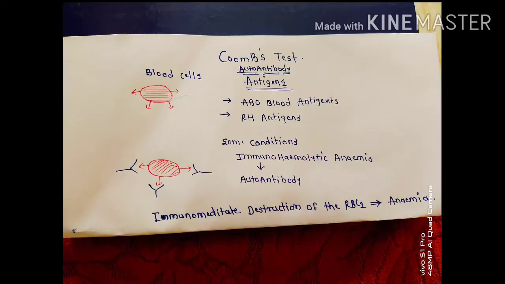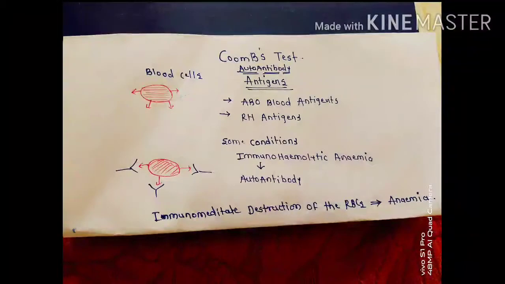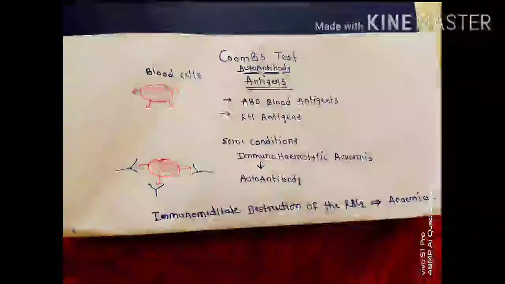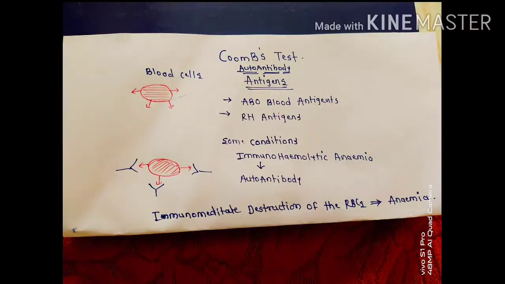In the Coombs test, first we need to know about autoantibodies and antigens. So in the picture you see blood cells. Blood cells contain antigens. There are different types of antigens like ABO blood antigens, Rh antigens and many more. These antigens are attached to the blood cells.